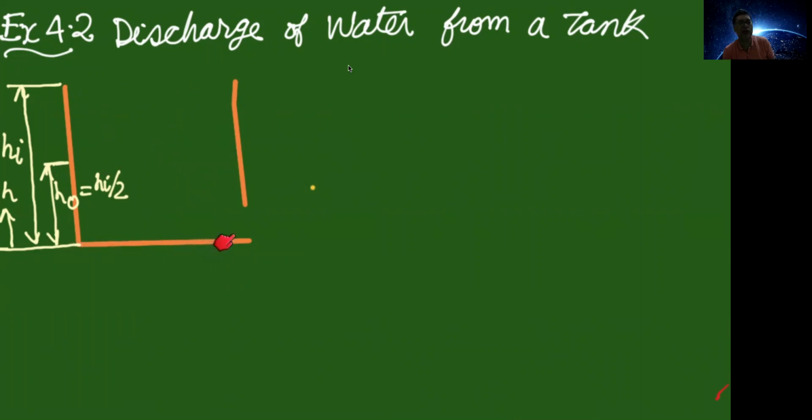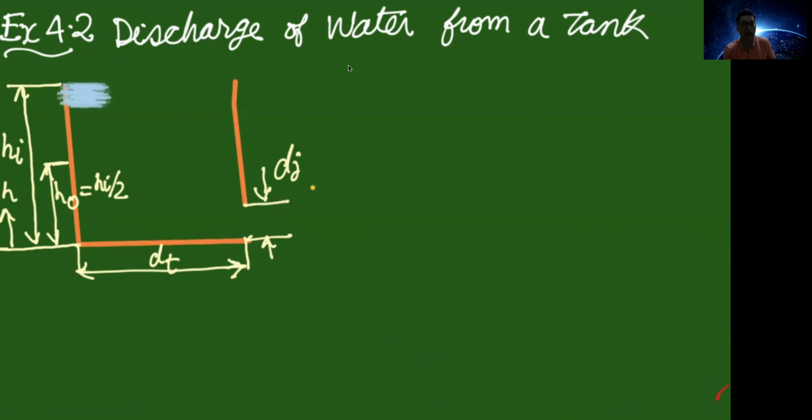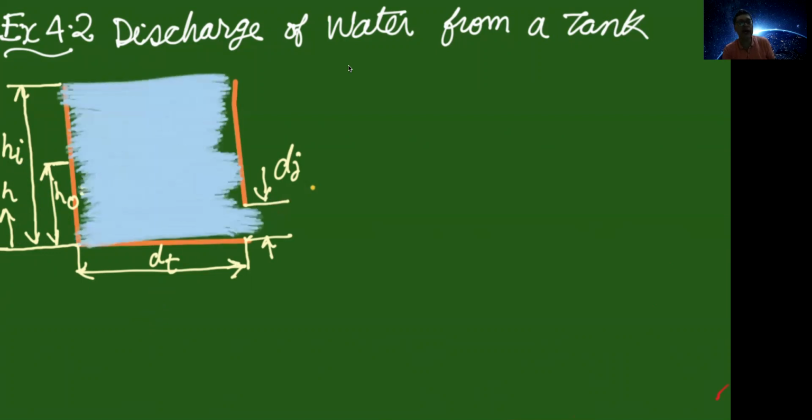So when we consider the control volume corresponding to the tank, the height of the water when it is completely filled up is hi. When it is half filled up, it is h naught, which is hi by 2. When it is completely discharged, this h final will be 0. This is the diameter of the jet which is coming out when the fluid is discharging from the bottom of the tank, and this is the diameter of the tank. This is the water which is filling the tank.